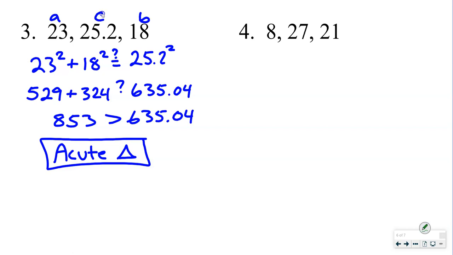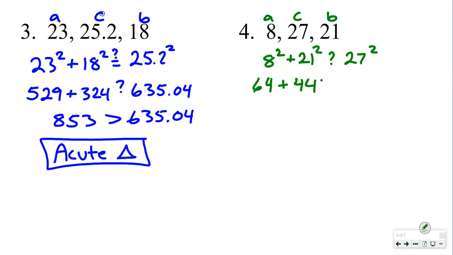Then my last example, we have 8, 27, and 21. 27 is our longest, so it gets the C. 8 can have A, 21 can have B. So 8 squared plus 21 squared. Let's just not get in the habit of putting the equal sign there. Just add in a question mark that we're not sure yet. 27 squared. 8 squared is 64. 21 squared is 441, question mark, and then 27 squared is 729.